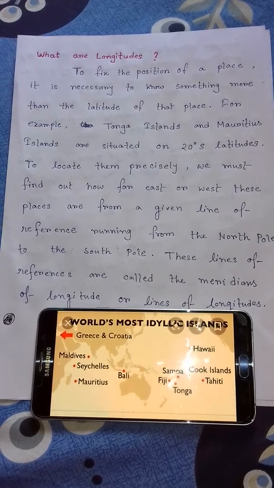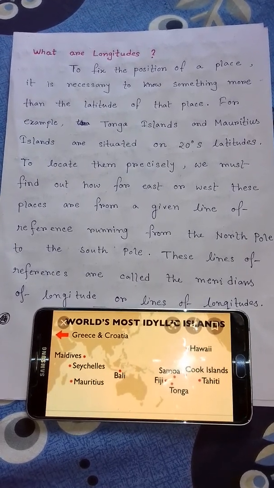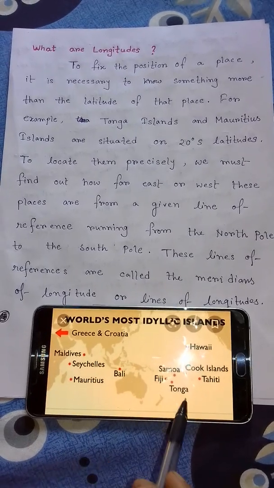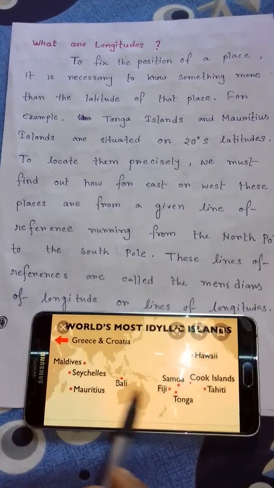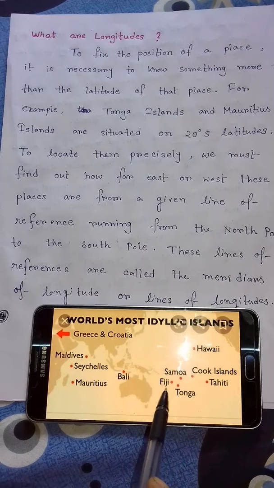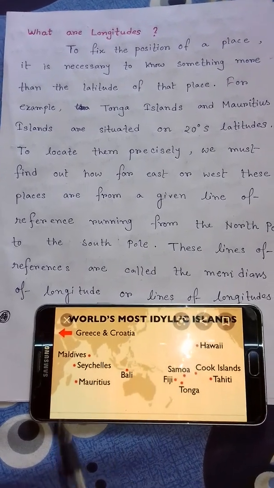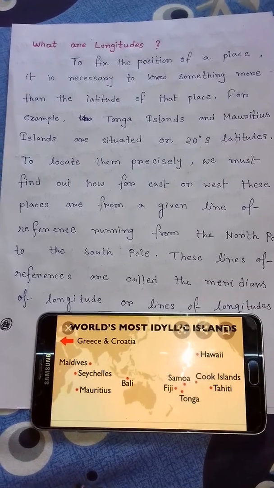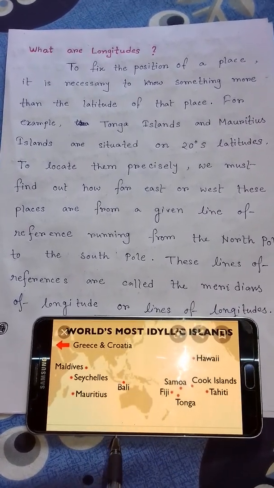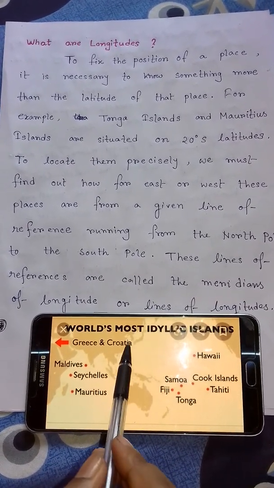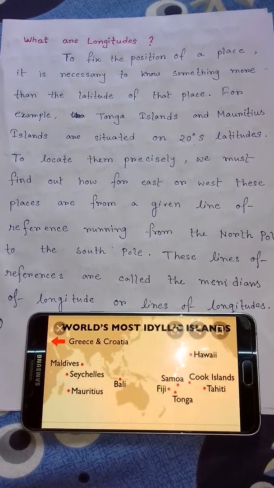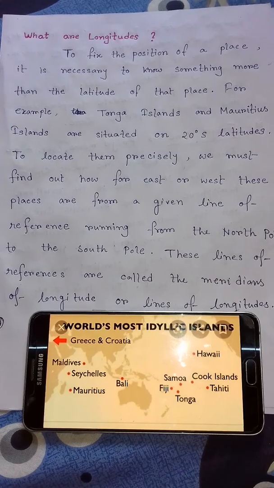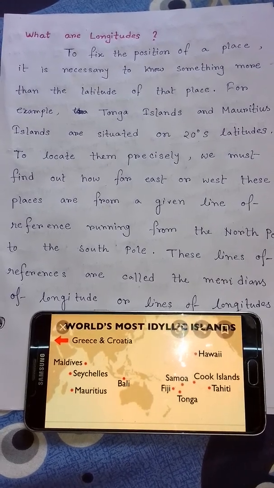Now, in order to locate them precisely, we have to find out how far east or how far west these places are. So we have to think about separate lines which are not latitudes, which run from North Pole to South Pole. These lines are called meridians of longitude, or lines of longitude.